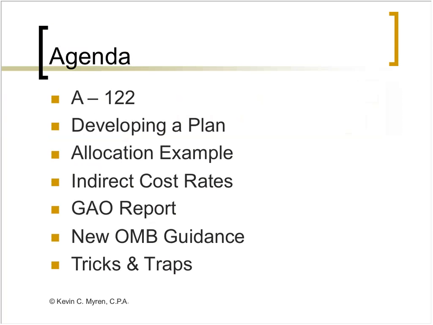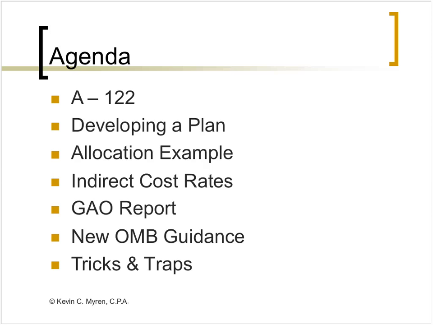We'll step through an allocation example. Of course, there are numerous examples, and we're only going to look at one potential example, but there's a number of different ways to do cost allocation. And we'll step through one example so that we have a practical application of what we've talked about today. We'll talk some more about indirect cost rates, kind of as an alternative to cost allocation, and how do those two concepts overlap, and what do they mean.